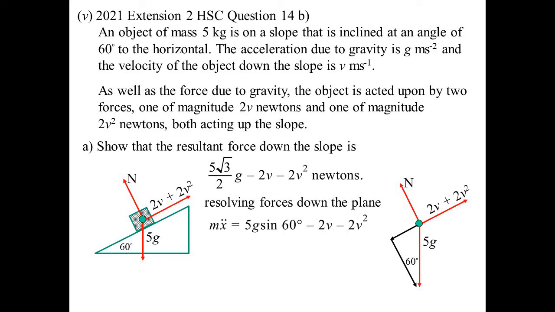It's down the bottom. So all right, I now know that resultant force down the plane would be 5g sine, it's opposite the 60, but then it'll be minus the resistive force. Okay, sine 60 is root 3 on 2. Sine 60 is root 3 on 2, so we've got the answer.